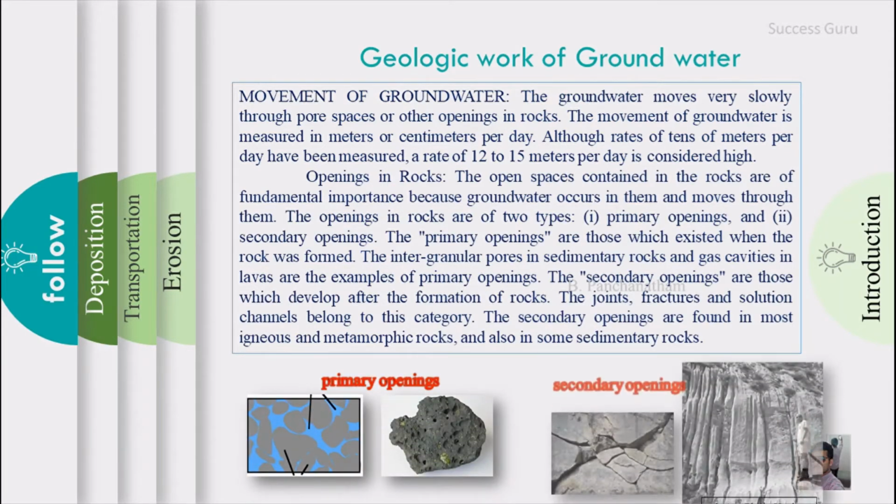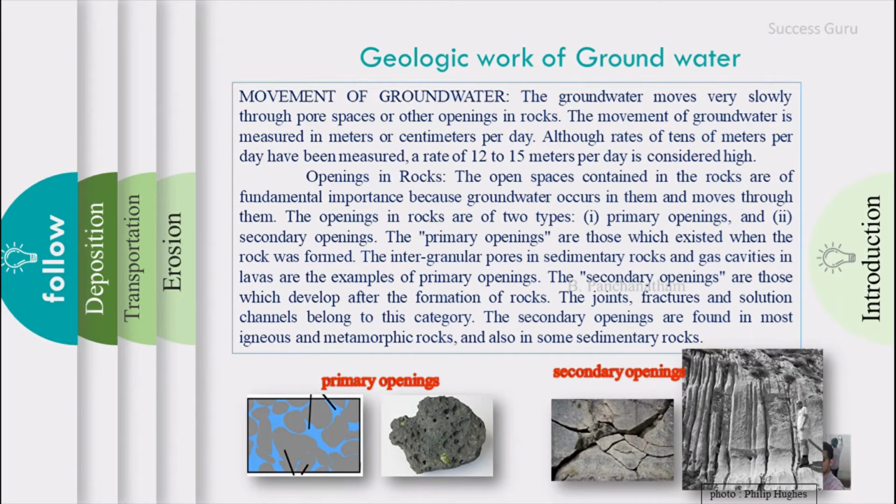So the storage and movement require openings in a rock. The opening spaces contained in a rock are fundamentally important because groundwater occurs in them and moves through them. The openings in a rock are of two types: the primary opening and the secondary opening. The primary openings are those which exist when the rock was formed. The intergranular pores in a sedimentary rock and the gas cavities in lava are examples of the primary opening.